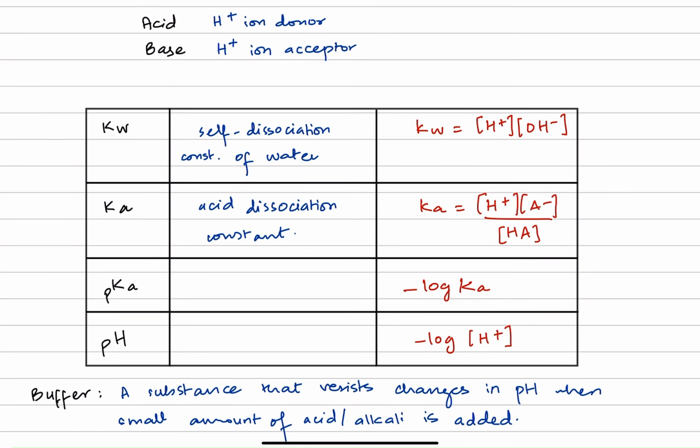Then we have a few definitions and their terminology. First is Kw. Kw, also known as the self-dissociation constant of water or self-ionization constant for water, is the product of the hydrogen ion concentration and OH minus ion concentration at equilibrium in distilled water. Obviously, at 298 Kelvin and 101 kilopascal, this value is equal to 1.00 × 10^-14 mol² dm^-6.